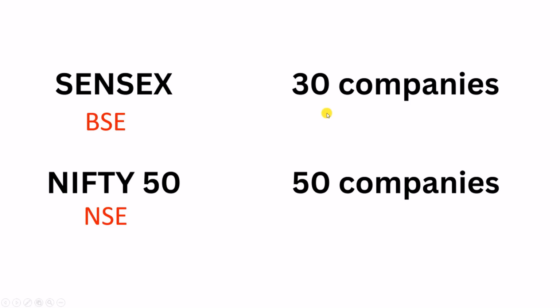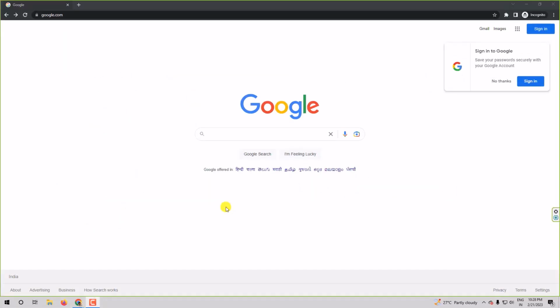But generally, if the value goes up, then it is good. If the value goes down, it is bad. Okay? So generally. Alright? Now, here is an exercise for you.